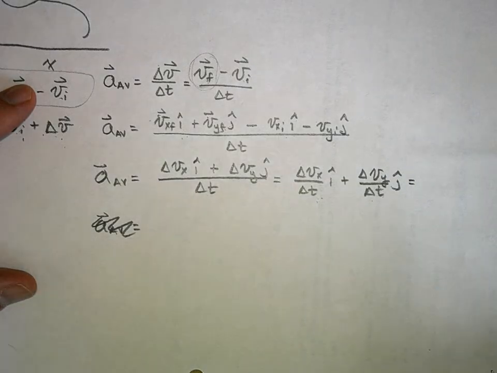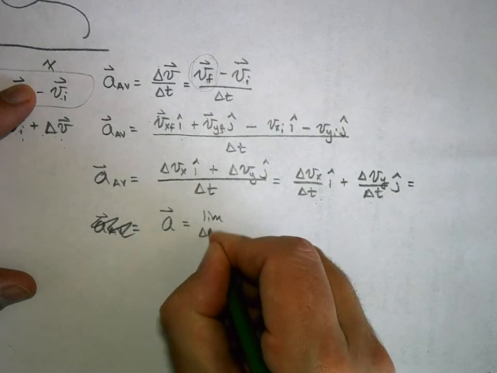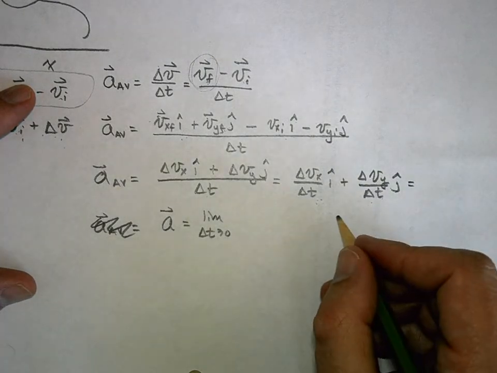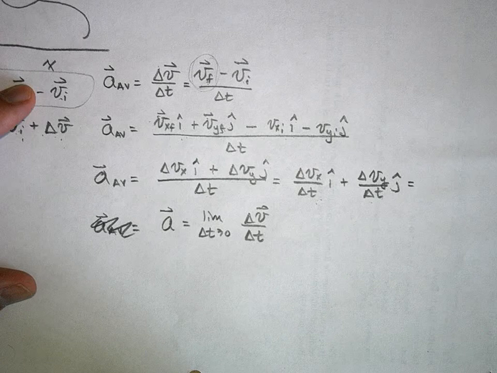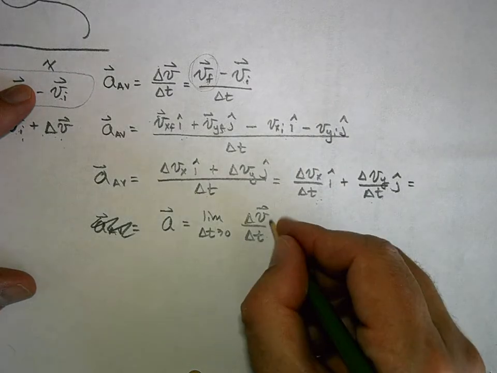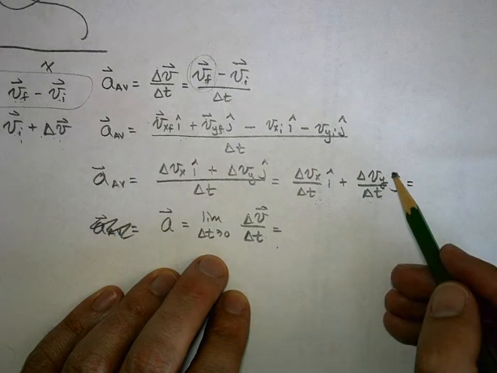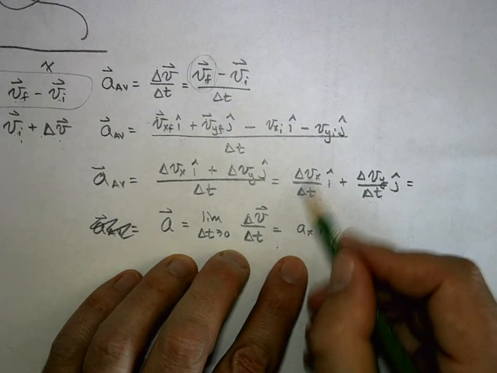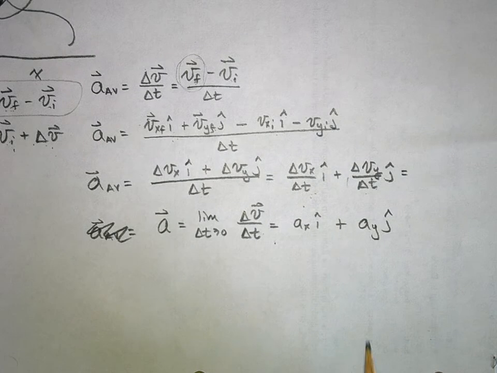Now, what do we do to get instantaneous acceleration? Take the limit as delta t goes to 0 of this whole mess. And I'll just put delta v over delta t, just to save writing. But when I operate this derivative on here, I can say, oh, okay, I've got an ax. This is the x component of the acceleration. This is the y component of the acceleration. And I can move on from there.